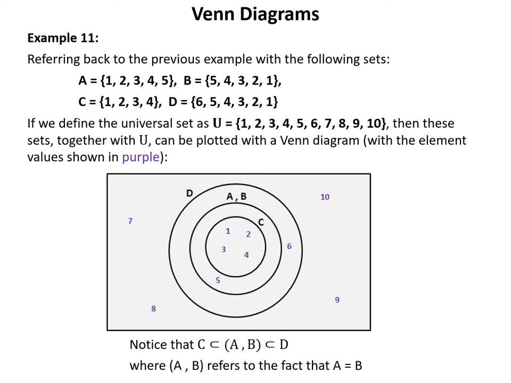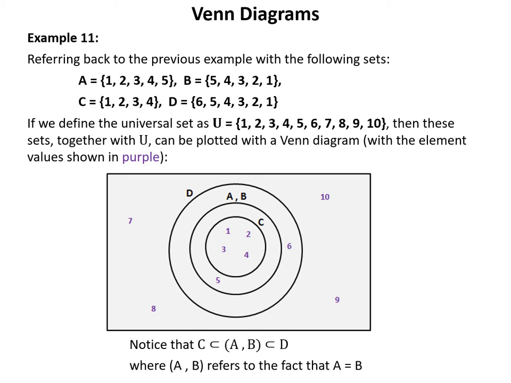Now, with the universal set defined as the whole numbers from 1 through 10, there are 4 other values in U that are not covered by any of the sets A, B, C, and D, and they are 7, 8, 9, and 10. So what you see is this Venn diagram with the universal set as the rectangular box, and then we have these sort of concentric circles with C on the inside, enclosed within A and B, which in turn are enclosed within D.